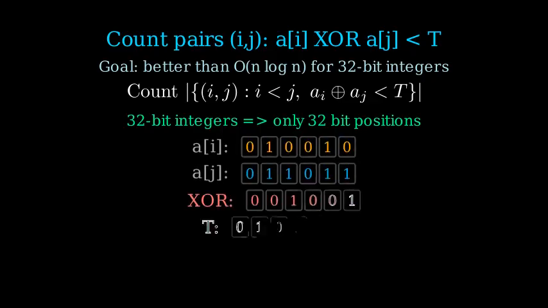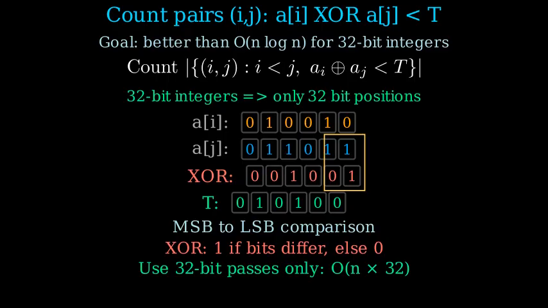Binary viewpoint: less than is decided from the most significant bit down. We compare bits top to bottom. If the highest differing bit of the XOR is 0 while the target has 1, we are smaller. If the XOR has 1 while the target has 0, we are larger. At each bit position, two forces interact: the top-down rule from the target T and the exclusive or relation, which says bits differ if and only if exactly one input bit is 1. We can exploit this structure using only 32 steps per number.